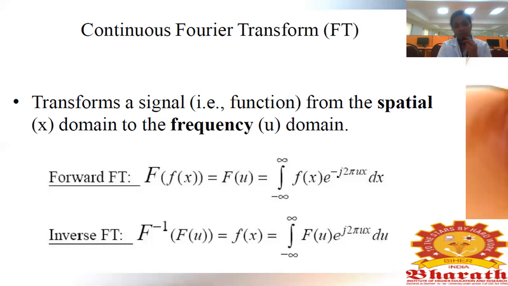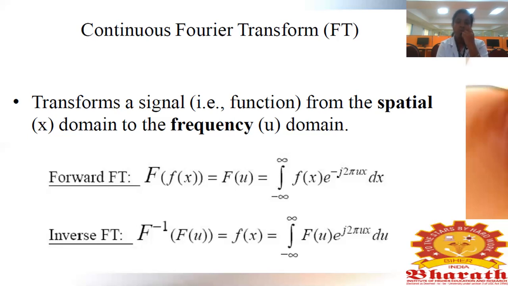After applying that, what should be my result? The original function should be derived, so it is equal to f of x. And how do I derive that function? It is again an integration of the transform function which I have already got, F of u into e power j 2 pi ux. As I said already, it is an inverse Fourier transform, so instead of minus j 2 pi ux, I just make use of e power j 2 pi ux.